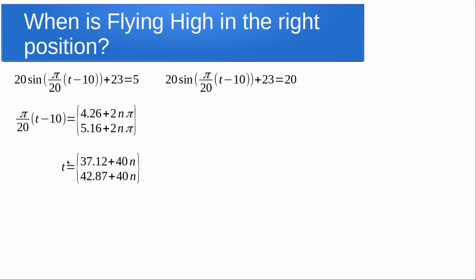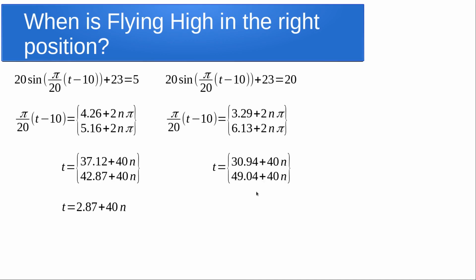Just like before, we end up with these values here. Now remember, n can be positive or negative, so if n was 0, we'd have 37 and 41. If n was minus 1, well, this would be below and before they started, but this would be just after it started at 2.87. So that must be the very first time that we're in a position to possibly be able to see, and every 40 seconds after that.